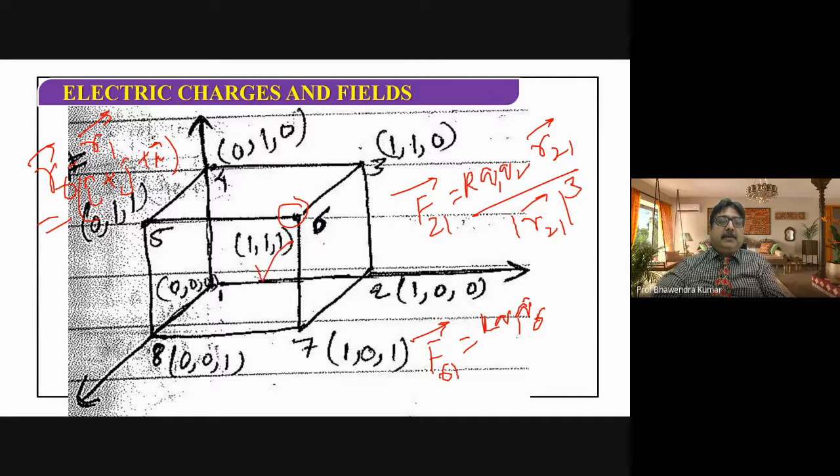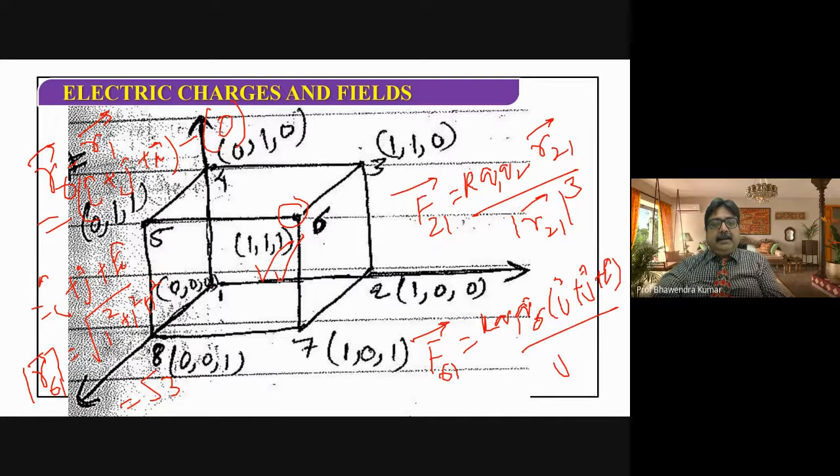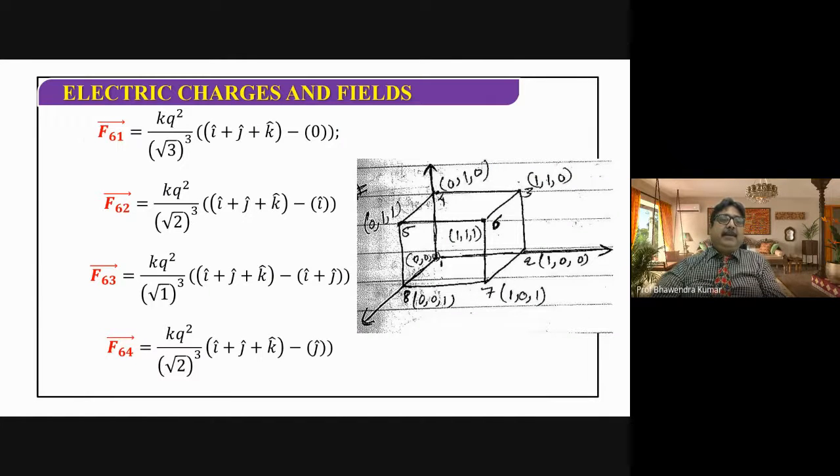That is 1, 1, 1 for point 6. And for the origin, R1 will be 0. So that will be i plus j plus k, and its numerical value, R61, will be what? Root of 1 squared plus 1 squared plus 1 squared, that is root 3. So we can write i plus j plus k divided by root 3. That is how F61 will be calculated.